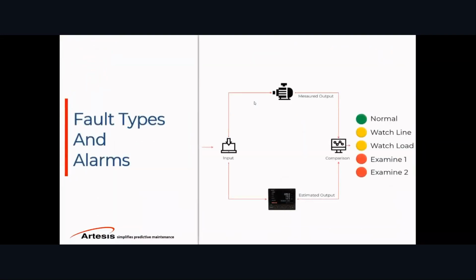It can be monitored. And depending on the fault types and alarms, this will give you electrical, process, or mechanical faults in different categories. As you can see here, if you have a watch line, that means you have an issue in the incoming power. If it's the loads, you have an issue at the output, which is your process. And mechanical faults have 2 severities, examine 1 and examine 2, depending on the severity level of the issue.